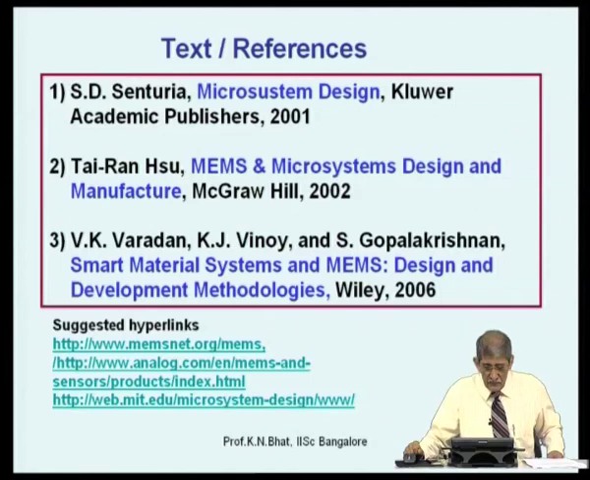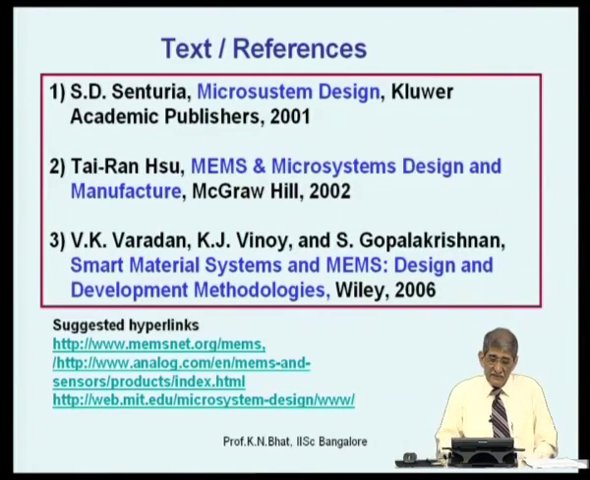Tai-Ran Hsu is the author. His book title is MEMS and Microsystems: Design and Manufacture. It is McGraw-Hill, and in cheap edition it is available, which is just about 250 rupees. I am not trying to advertise that, but what I am trying to point out is it is affordable for all of us. One can buy it. Many of the interesting things, fundamentals, have been discussed in that book.